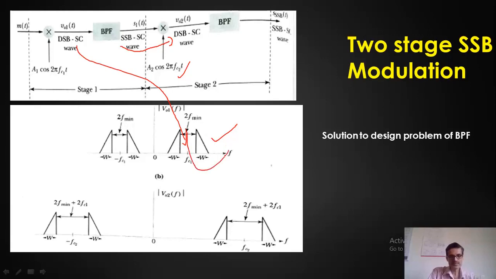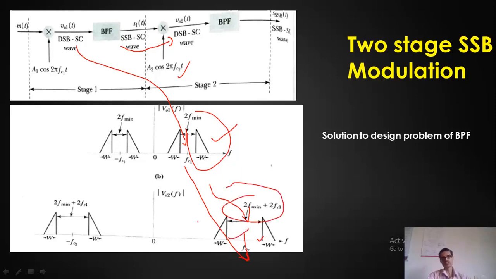So this entire spectrum is actually shifted by FC2, now centered around FC2, where FC2 is more than FC1, as you can see over here in the frequency domain. So now what will be the separation between the two spectrums? When you calculate the difference between this frequency and this frequency, that guard band will be equal to 2 times f minimum plus 2 times FC1.